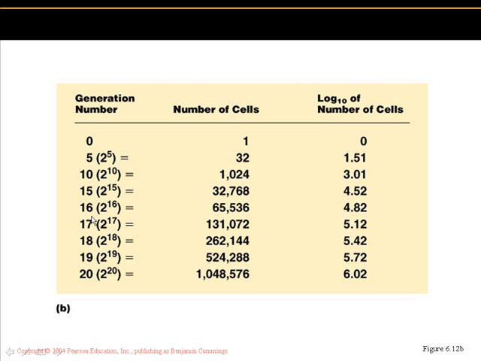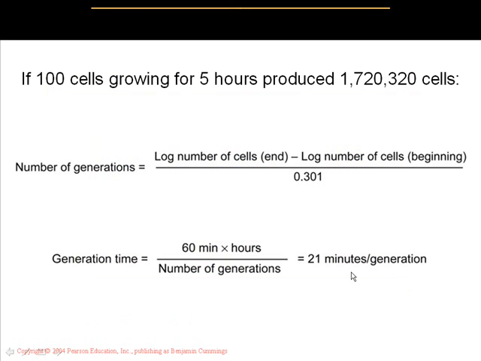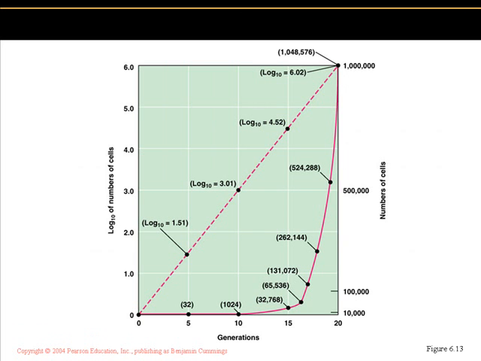So typically, when we talk about bacterial growth and we refer to the log phase, you're typically just using a number to identify a quantity. But remember, it's a logarithmic number that's being reported. 100 cells growing in 5 hours produced over 1 million cells, close to 2 million, and it's basically easier to report this on a logarithmic scale.